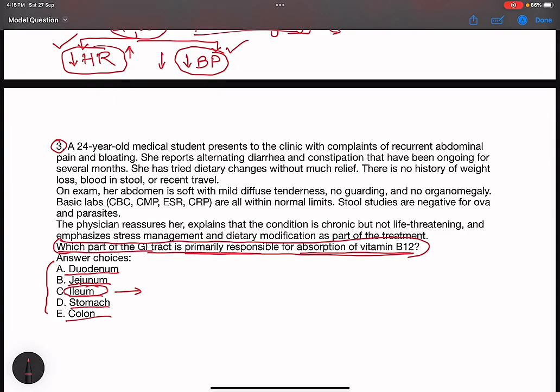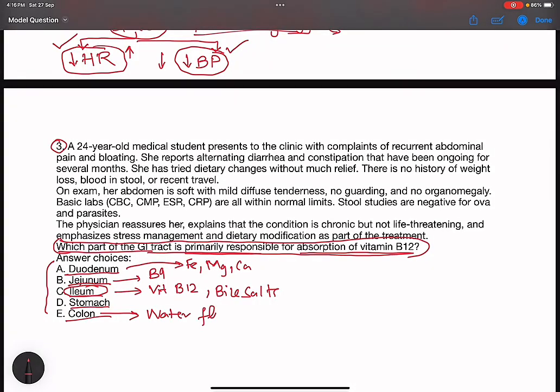Ileum absorbs vitamin B12 as well as bile salts, while jejunum absorbs vitamin B9. Duodenum absorbs mostly iron, magnesium, calcium, and other minerals, while colon absorbs water and fluids. So if you know the answer, or if you go through the last line, you can simply answer it without going through the question stem. Now let's read the question stem.